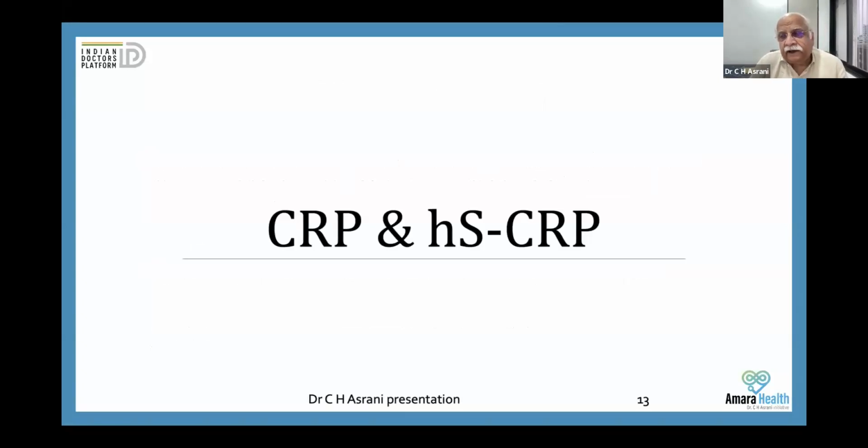Then another test that has become very common now is HSCRP, highly sensitive CRP. CRP we were aware of before, but COVID made us much more aware of C-reactive protein. And now HSCRP is used commonly in total body health checkups, but it is not to be done in patients who are not at risk for atherosclerotic cardiovascular disease, ASCVD.